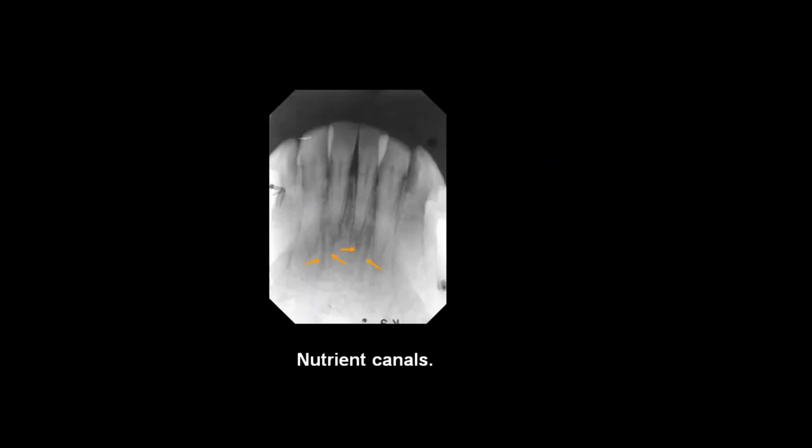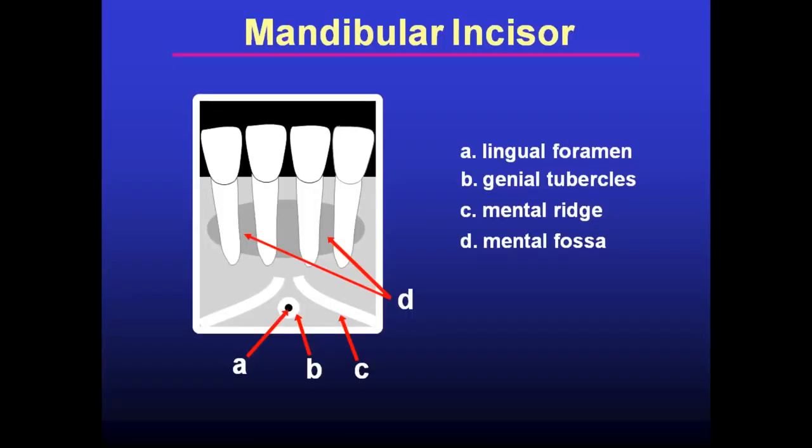Next you have the nutrient canals, which are seen as radiolucent structures placed vertically from the root apex of your incisors. You can see the radiolucent lines extending downwards; these are your nutrient canals. The nutrient canals supply the blood supply, and the nerve innervations all pass through these nutrient canals.